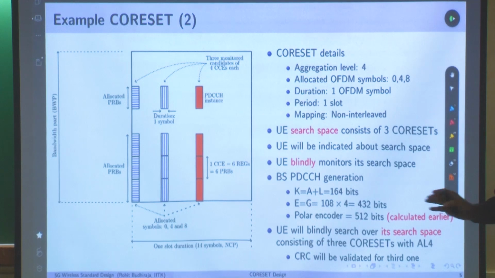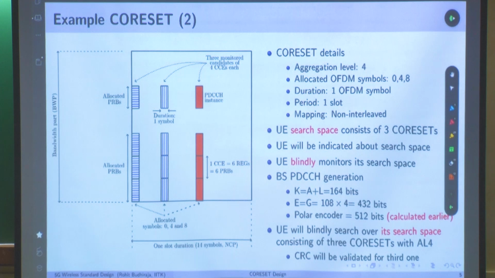The user will have to blindly decode, and it finds out in the third attempt that there is the DCI which is meant for that user. It decodes the DCI and does its processing after that, and it lives happily ever after. It does PDCCH processing after that. Fine? Okay, so that's the blind decoding part.